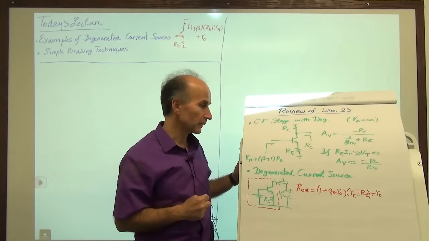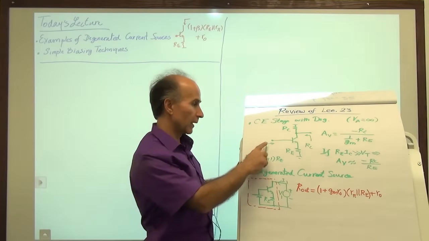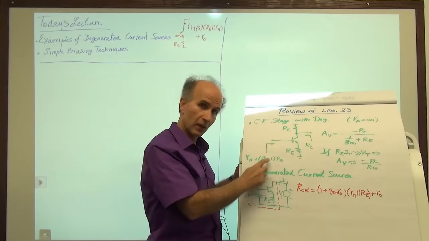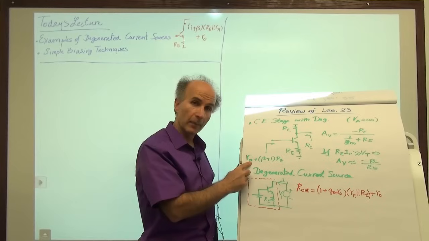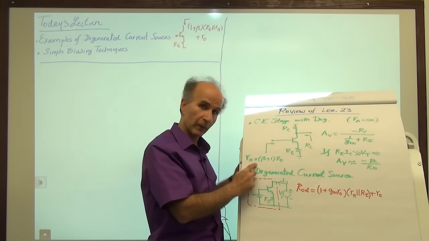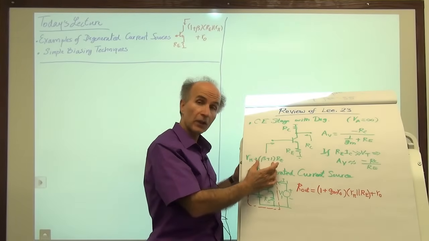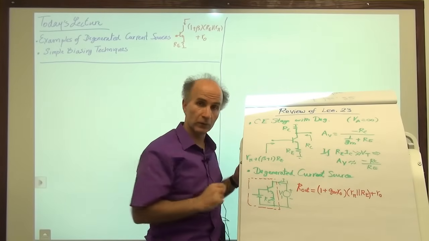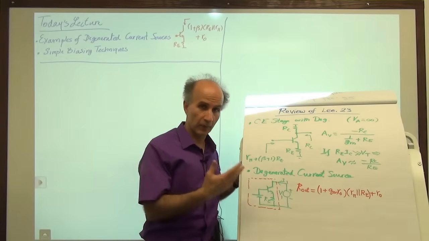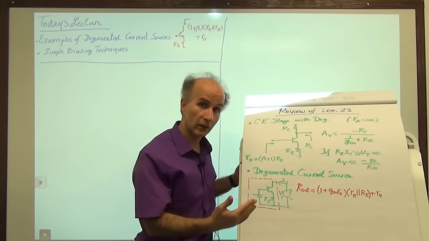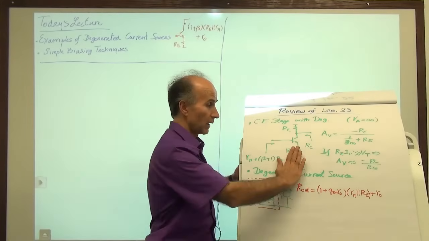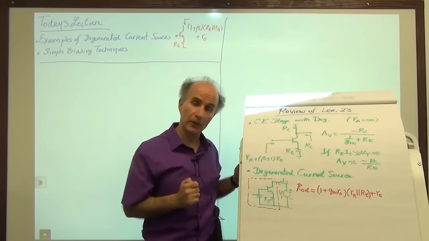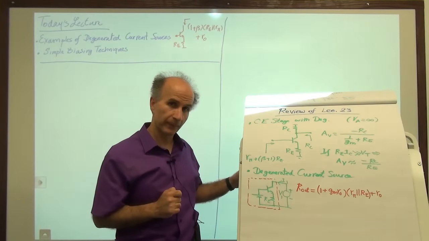So we also saw that the input impedance of the common emitter stage with degeneration is not just rπ, but is actually rπ plus a boosted copy of Re. Re is boosted by an amount equal to beta plus 1. So the input impedance can be substantially higher than what we would have without degeneration. So degeneration has some interesting and useful properties.